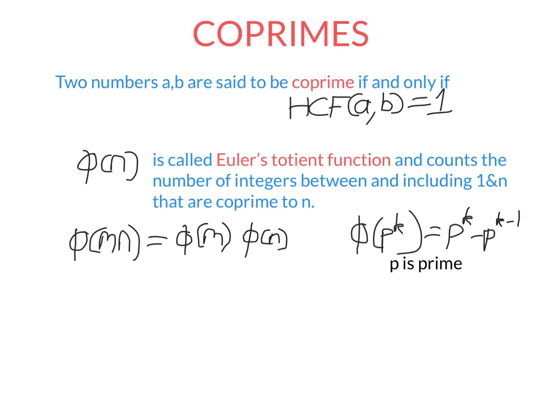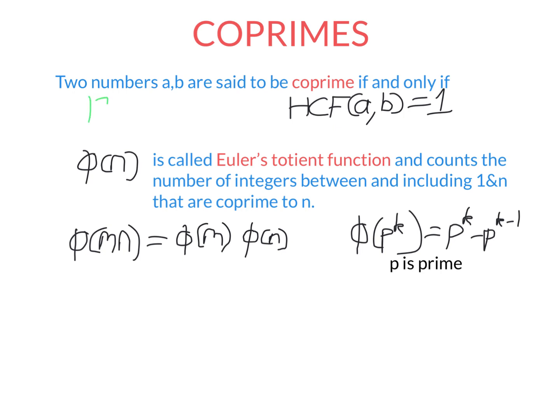Thank you so much for tuning into this video in which we will look at coprimes. So two numbers A and B are said to be coprime if and only if their highest common factor is 1, or equivalently, they have no common factors other than 1. So you can't have just one number being coprime by itself. You have to have two numbers.